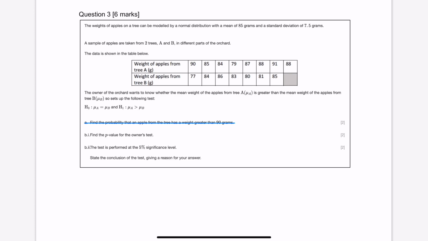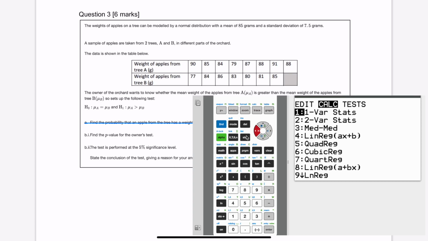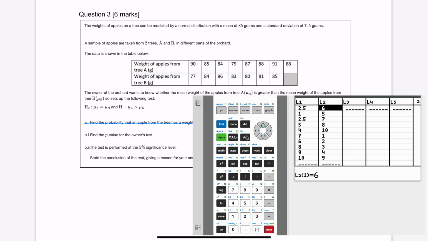So we need to go to our GDC here, and we're going into statistics, and we're going to need to edit our data. So if we clear that row of data, I'm going to first of all type the apples from tree A. And now I'm going to type the apples from tree B into list 2. So it doesn't matter that the two groups are a different size, I can still perform a t-test.